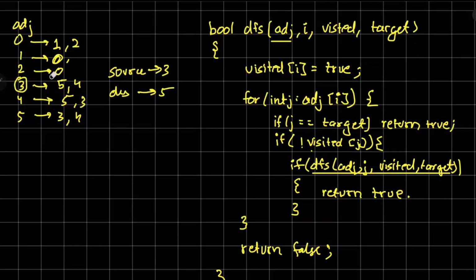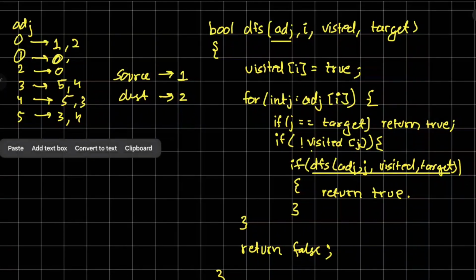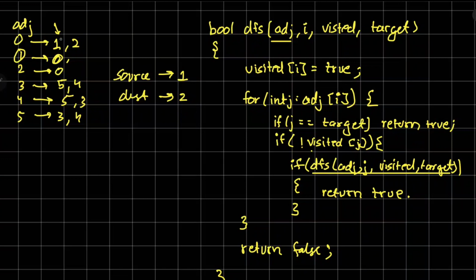Okay, it is already reachable, so let's not take this example. I think we should take source 1 and destination 2. Then the DFS function will be called on 1, then 0's neighbor will be explored, and then 1 will be explored. 1 is already explored, so the DFS function won't be called over it.